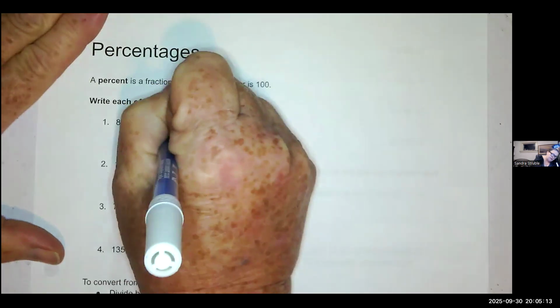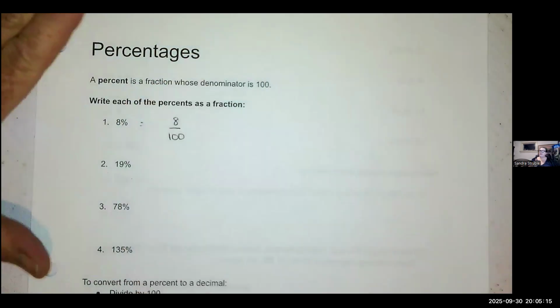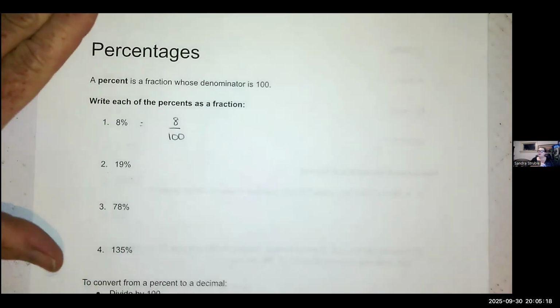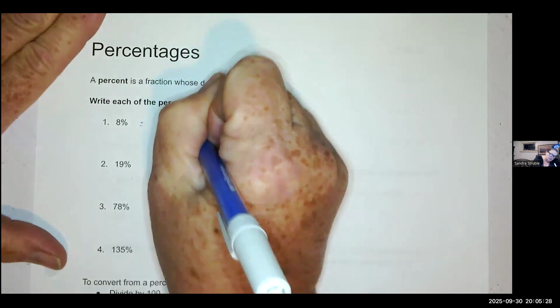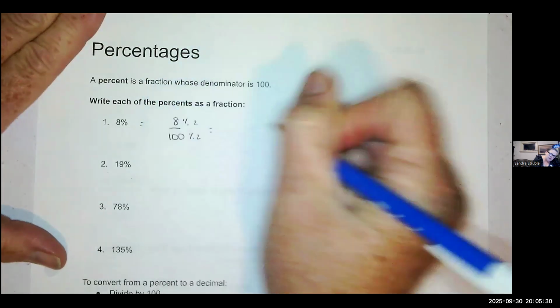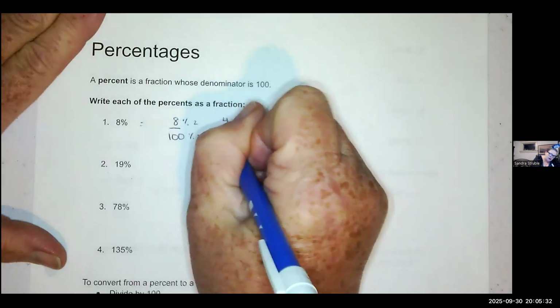So for the first one, you just take the 8 and divide it by 100 and remove the percent sign. This can be reduced, right? Because 8 is divisible by 2, and so is 100. All right. So if I divide both of these by 2, we get 4 over 25.